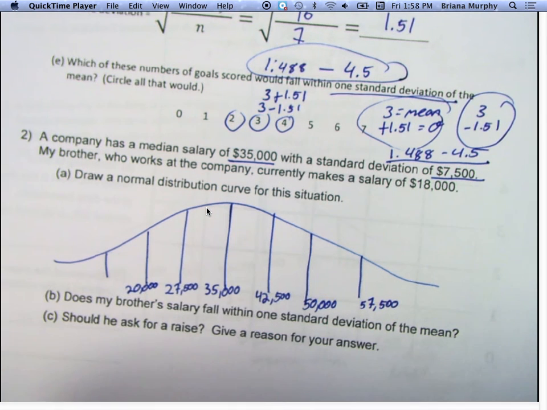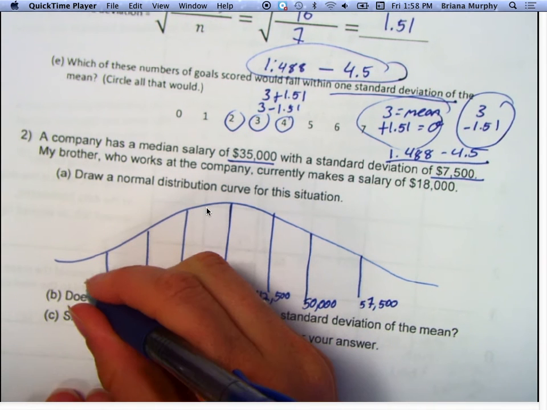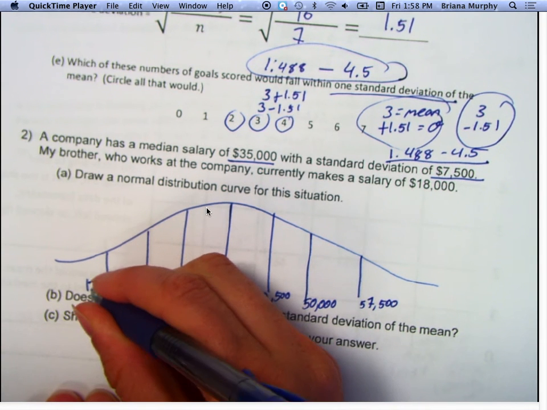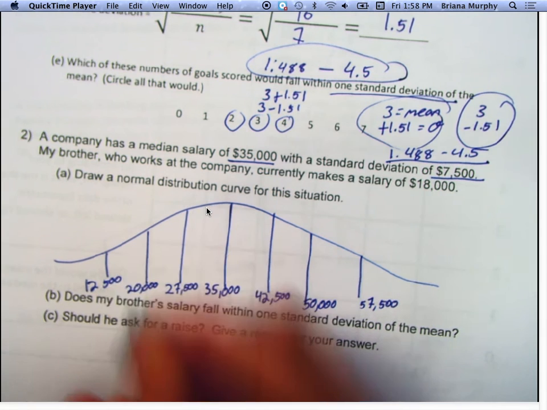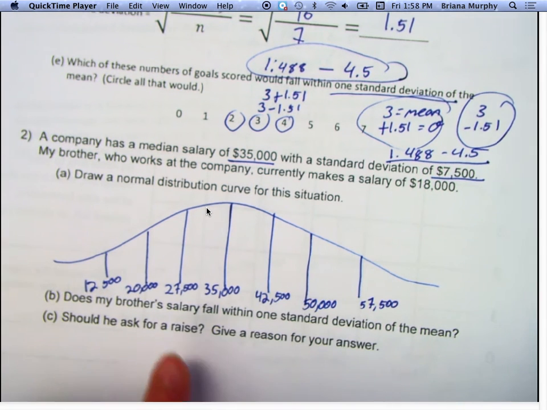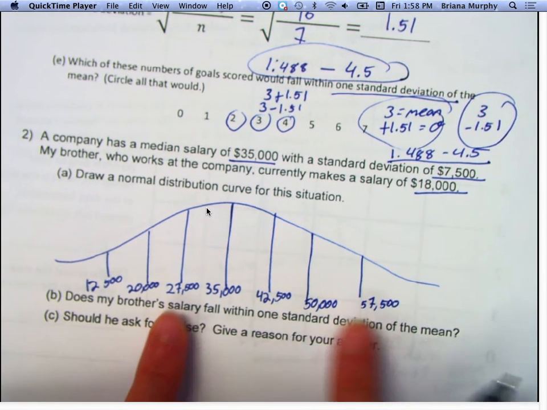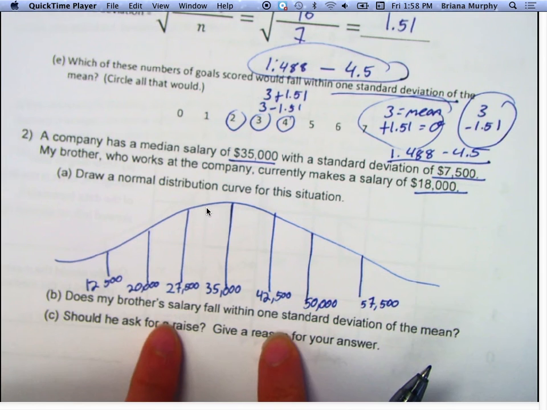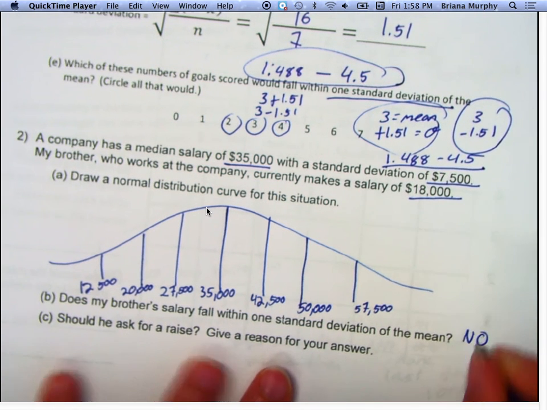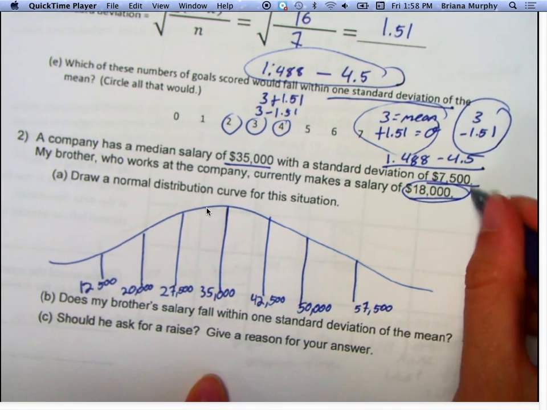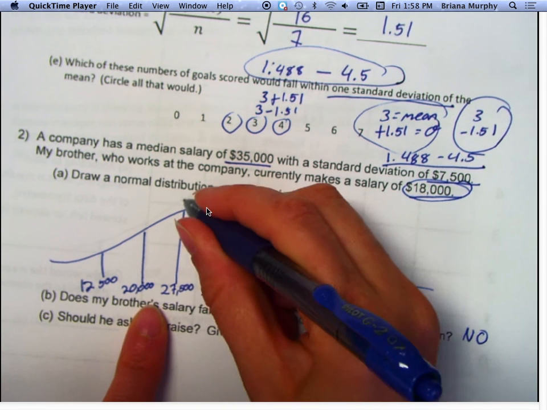And then I take 20,000 and I subtract 7,500 from it, and I get 12,500. Okay. My brother makes $18,000. Does my brother's salary fall between 1 standard deviation of the mean? No. Wait, how? Because see, this is 18,000. Is 18,000 between these?